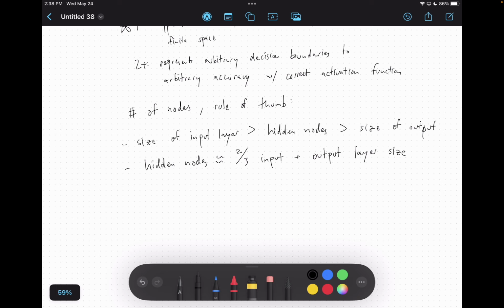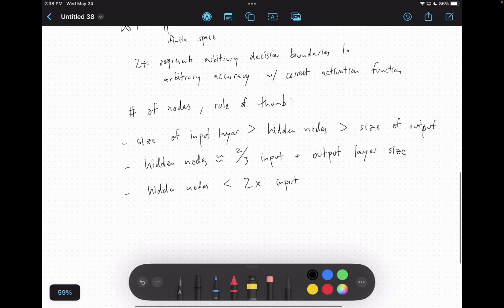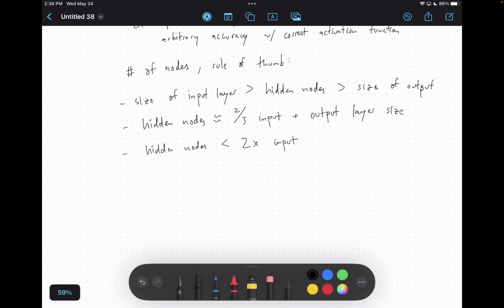So number of hidden nodes approximately equal to 2/3 the number of input nodes plus output nodes. I've seen hidden nodes less than 2x input. And then number of nodes equals number of samples divided by alpha times (number of inputs plus number of outputs), where alpha is between 2 and 10.